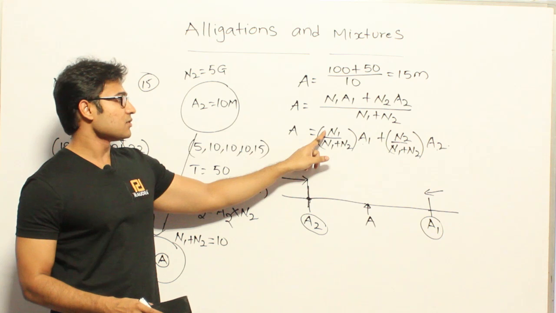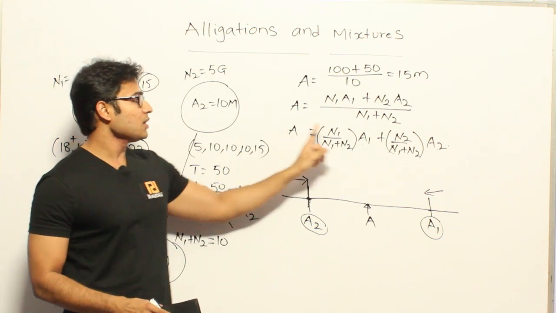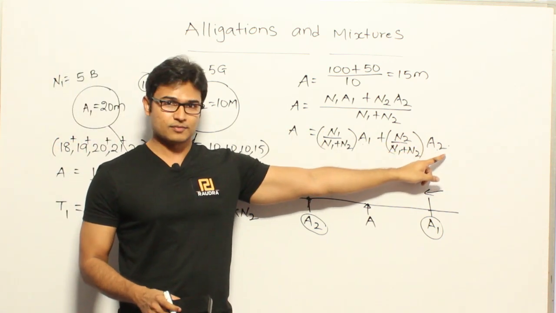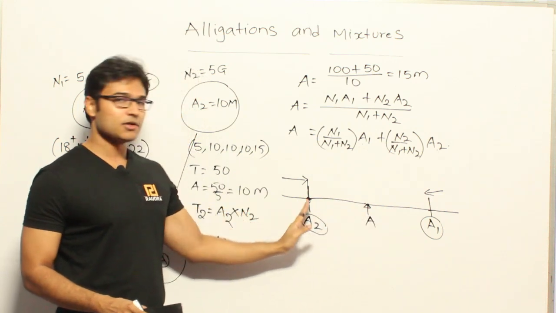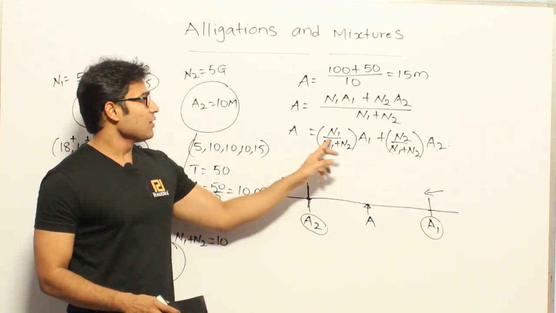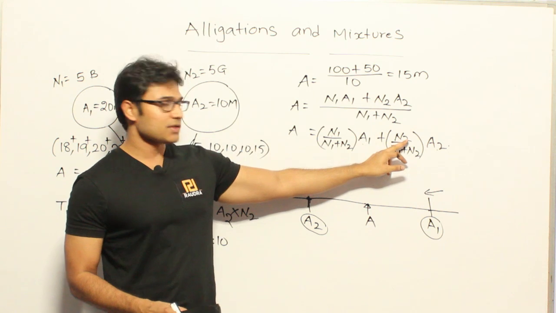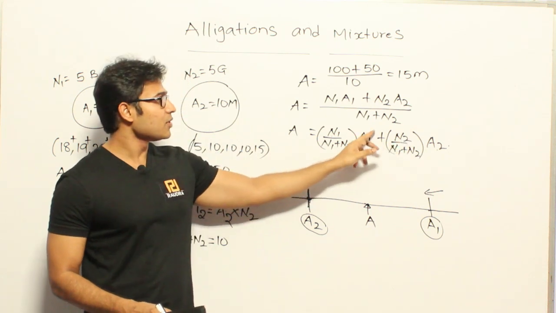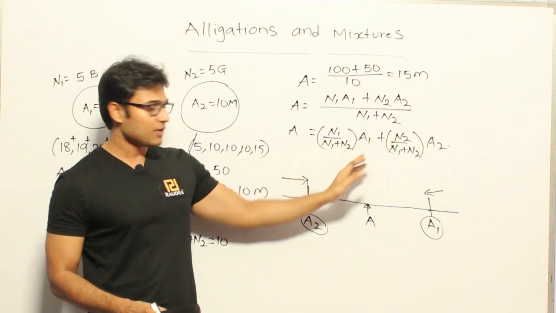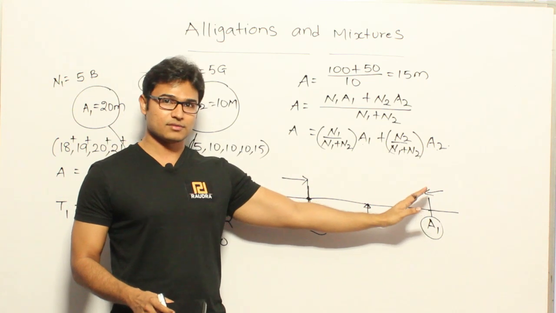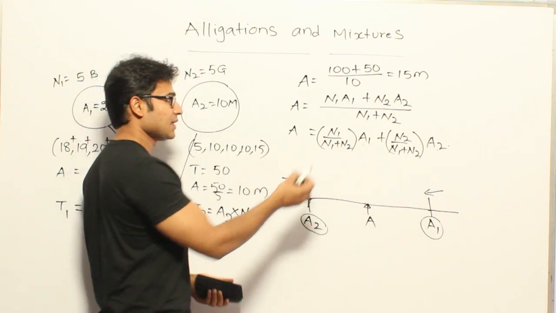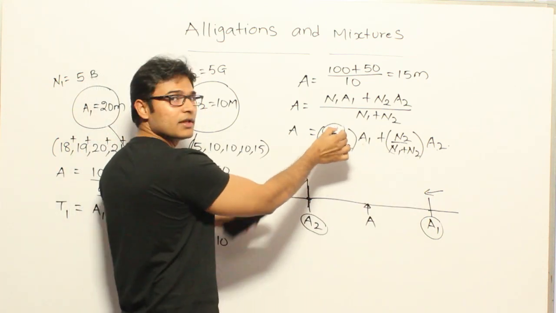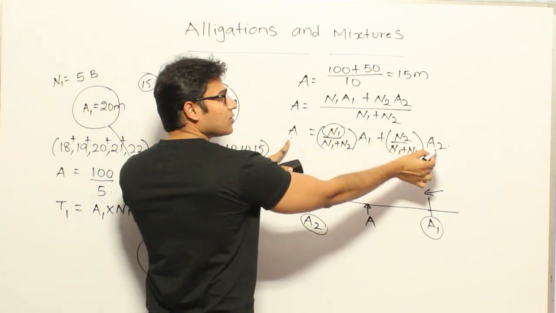If you make n1 as 0, then what does it mean? All the items are of type a2. Then your average will go completely towards a2, right? If you make n2 as 0, then all the items will be of type a1. Then your average is going to go towards a1, right? See, what I mean to say is, if you make this one as 0, then average will be directly equal to a2.